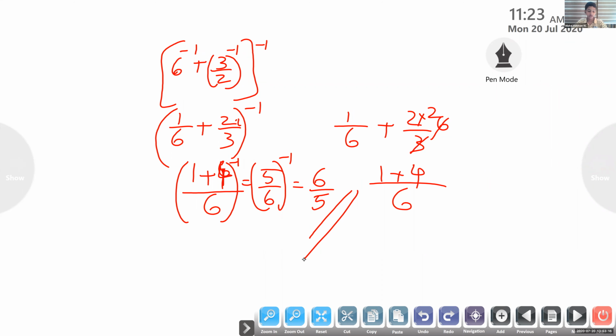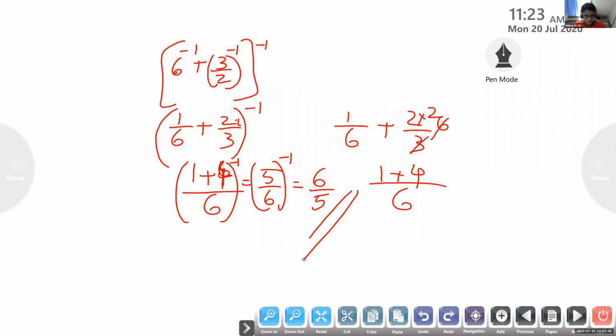Ma'am, 3 by 4 raised to negative 1. In our textbook, we have very few questions. I am giving all these questions from our R.D. Sharma book. Ma'am, can we say one question from this homework?